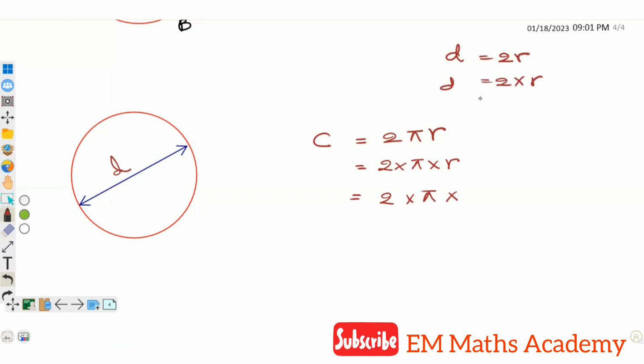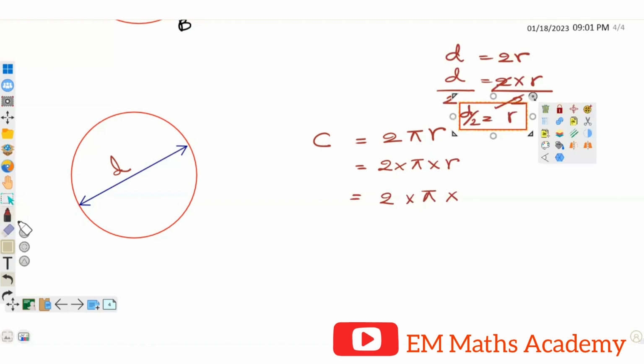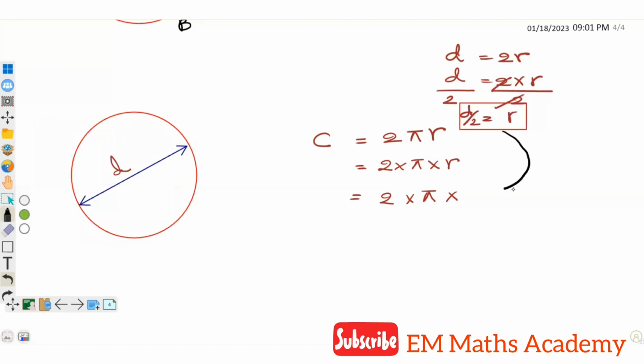To identify the radius in terms of diameter, what do we have to do? You have to remove this 2. Then you have to divide both sides by 2. So the 2 cancels. R is equal to D upon 2. Okay. This is the way that we write the radius in terms of diameter. Now you can substitute this R by D upon 2.